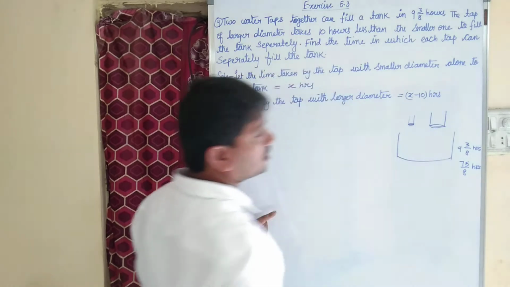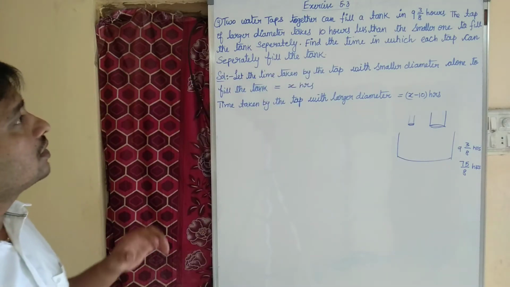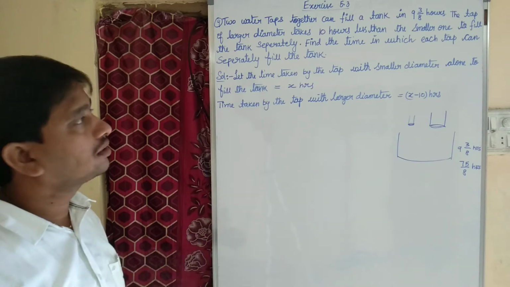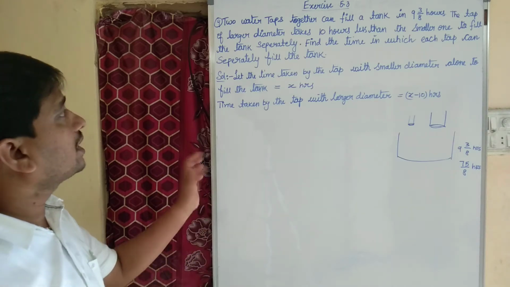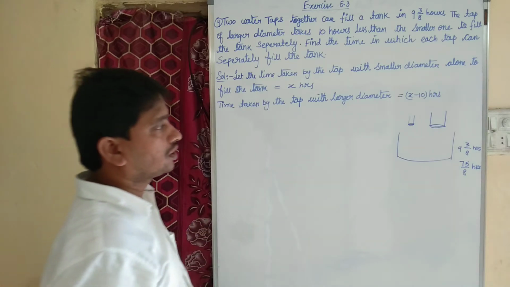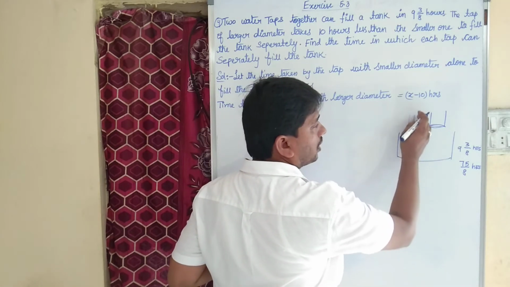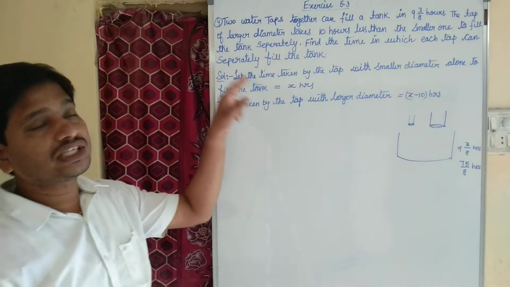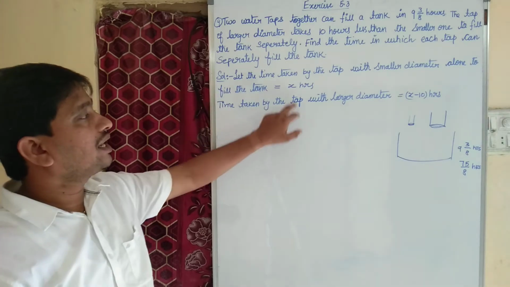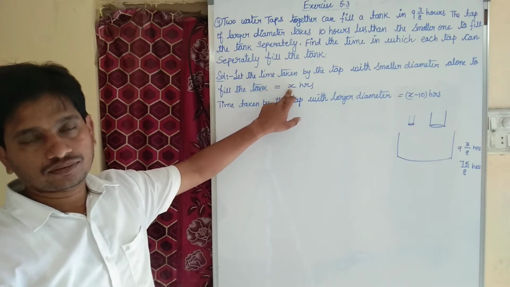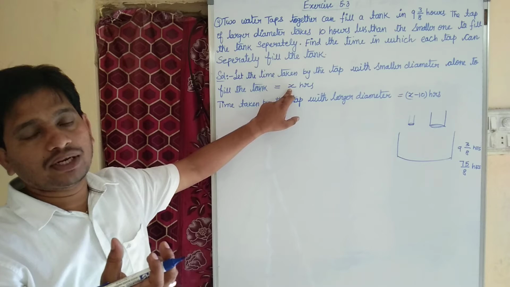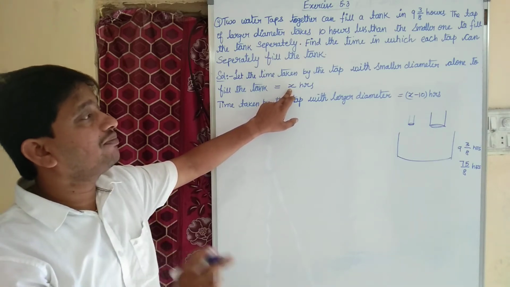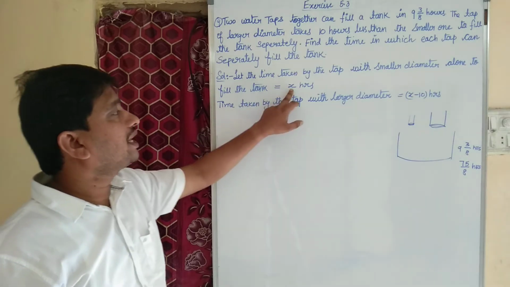The second one is the tap with smaller diameter. The tap of larger diameter takes 10 hours less than the smaller one to fill the tank separately. Suppose the time taken by the tap with smaller diameter alone to fill the tank is x hours, for example.